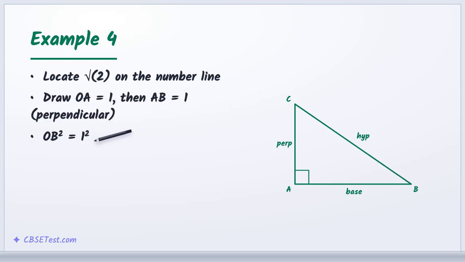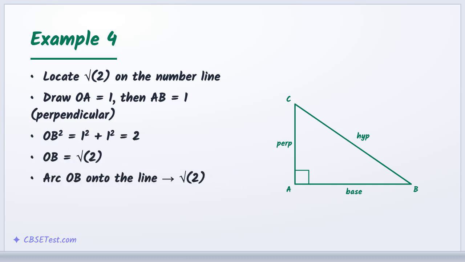On the number line, mark OA of length 1, then a perpendicular AB of length 1. By Pythagoras, OB squared equals 1 plus 1, so OB is the square root of 2. Swing that length down onto the line with a compass, and you've located root 2 exactly.